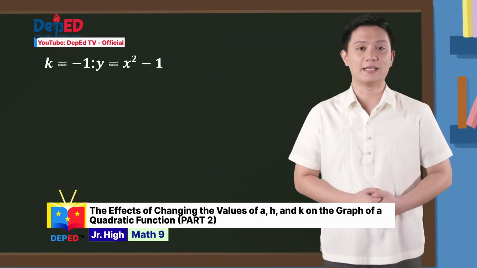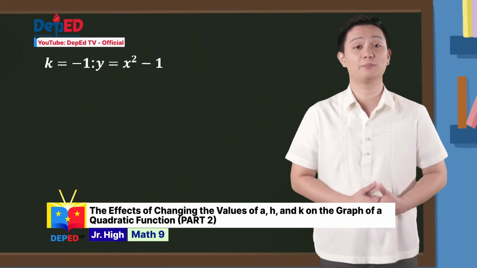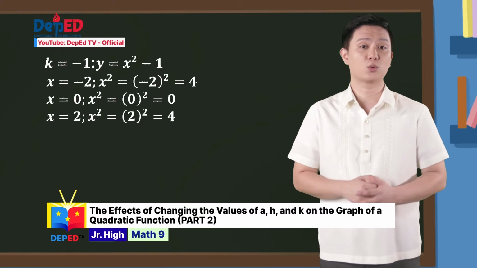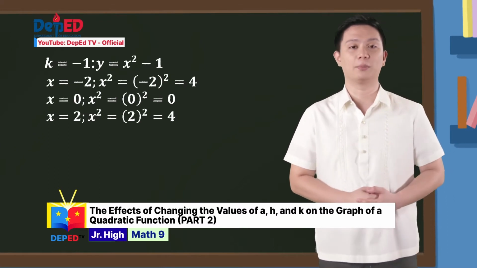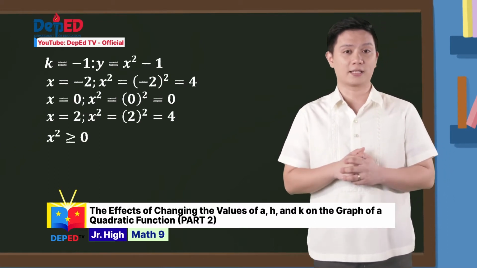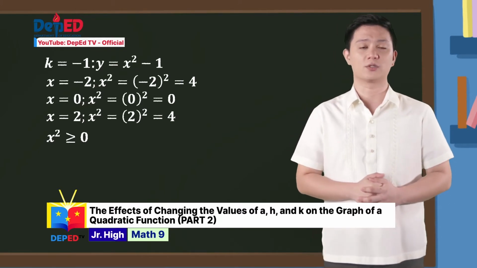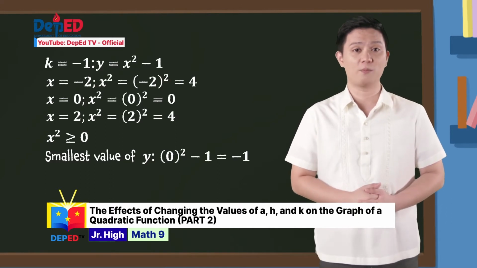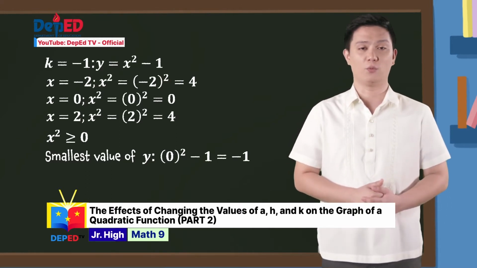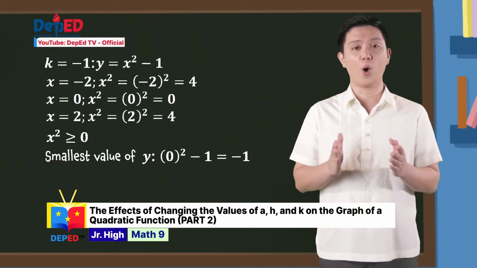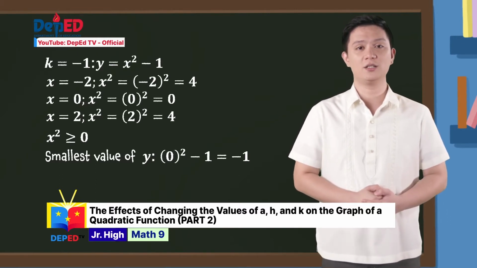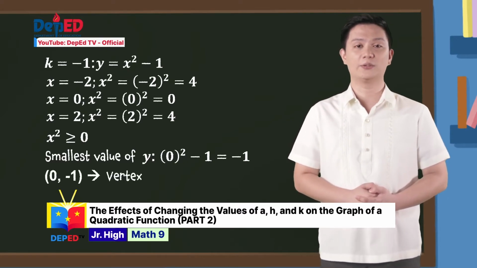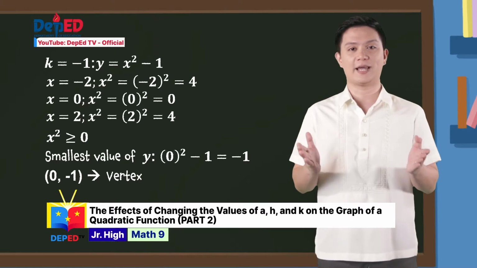When k is equal to negative 1, the equation becomes y equals x squared minus 1. And since whatever real number we put in place of x, the value of x squared is always greater than or equal to 0, the lowest value of the function is given by the square of 0 minus 1, which is equal to negative 1. Hence, the lowest point of the parabola, representing the function y equals x squared minus 1, is given by the coordinates (0, -1). This is the vertex.